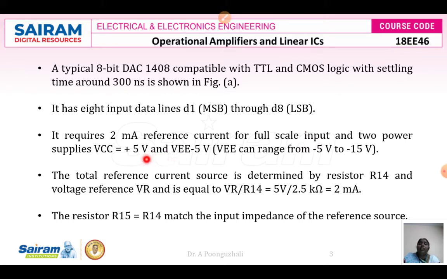For the operation of the circuit, it requires 2 milliamperes reference current for the full scale input, and 2 power supplies are required. VCC is around plus 5 volts and VEE is minus 5 volts, and VEE can range from minus 5 volts to minus 15 volts. The total reference current is determined by the resistance R14 and the voltage reference VR, which is VR by R14. So the resistance R14 decides the reference current source.